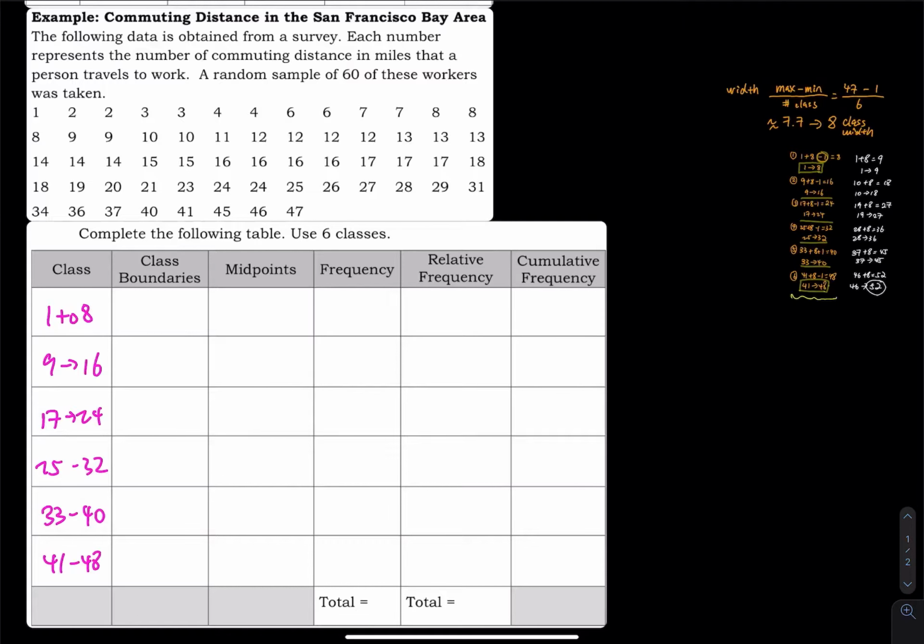there is a 1 unit gap, right, between each class. Let's erase the 2. That looks like 1 plus 0, 8. 1 to 8. So there is a 1 unit gap between the 8 and the 9. How do you minimize the 1 unit gap?